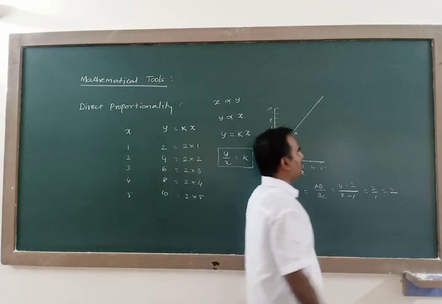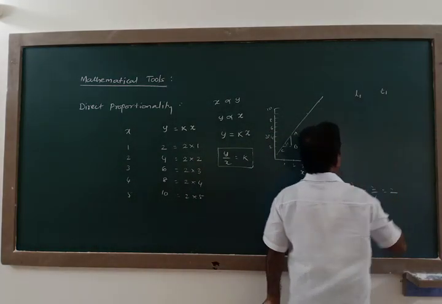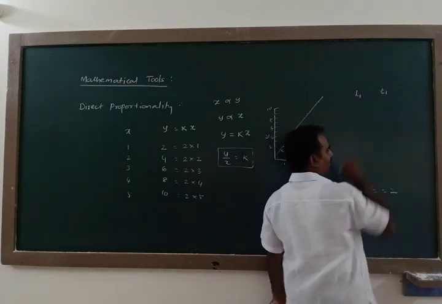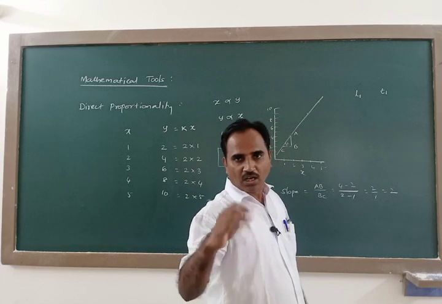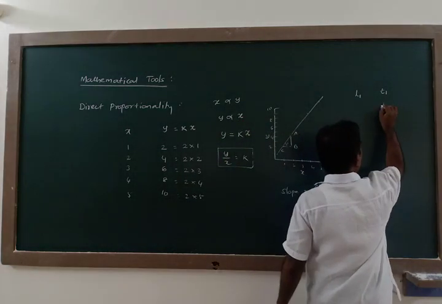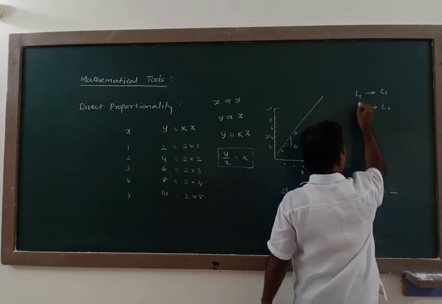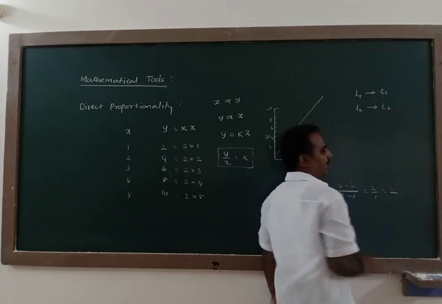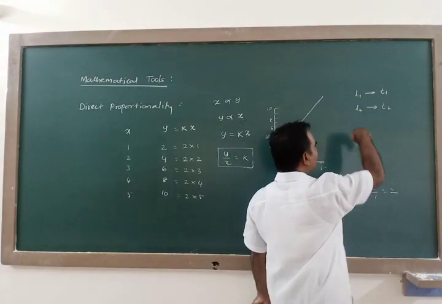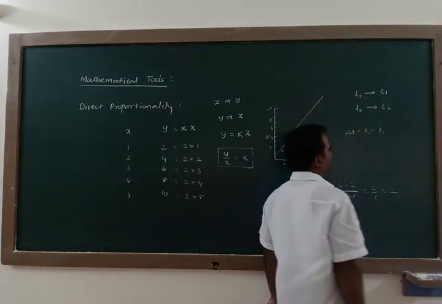Say here there is a wire of length L1 at temperature T1. There is a wire of length L1 at temperature T1. Now this wire is heated to a temperature T2. So obviously this length will increase to L2, L1 to L2. So what is the increase in length? Delta L, which is L2 minus L1.